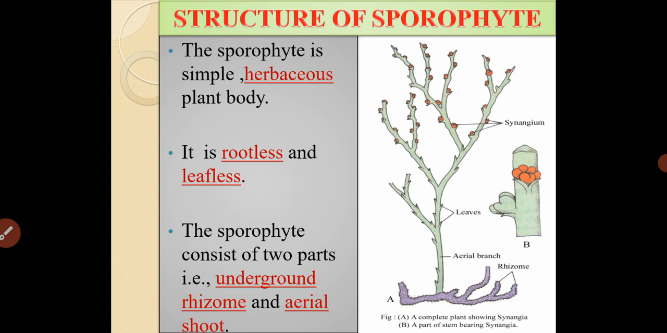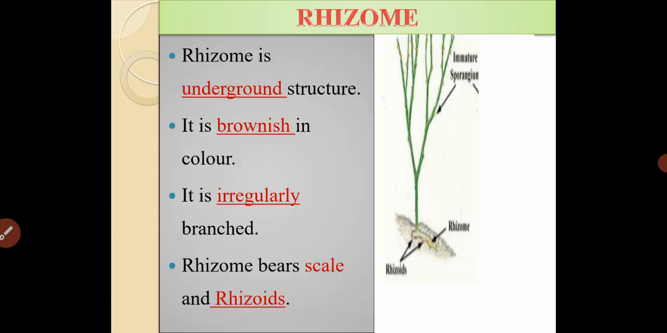The structure of the sporophyte is simple and herbaceous in nature. It is rootless and leafless. The sporophyte consists of two parts, the underground rhizome and the aerial shoot. As seen in the pictorial, you can observe the underground rhizome as well as the aerial shoot.